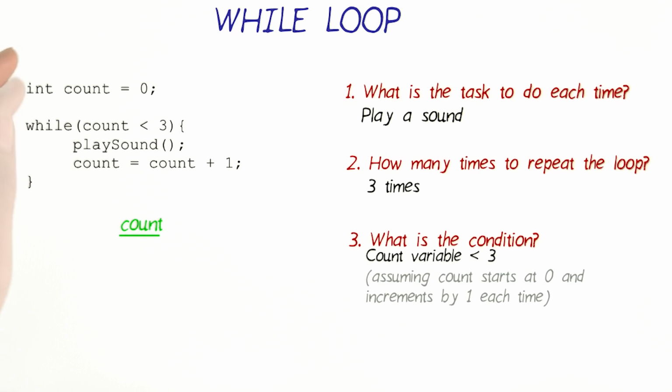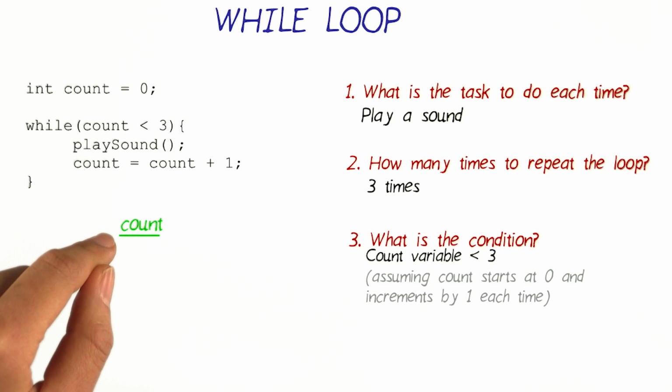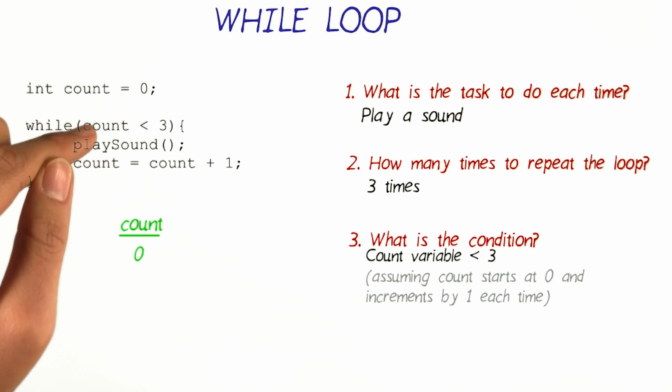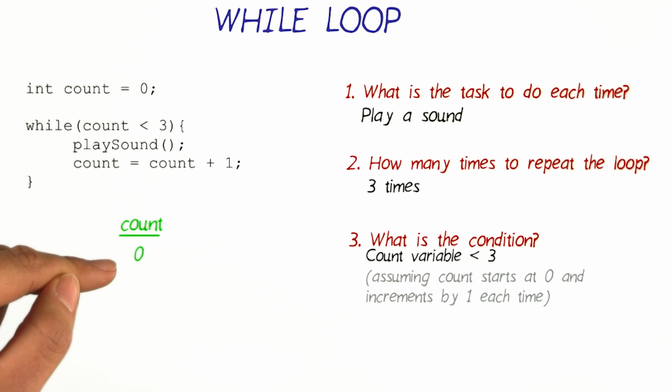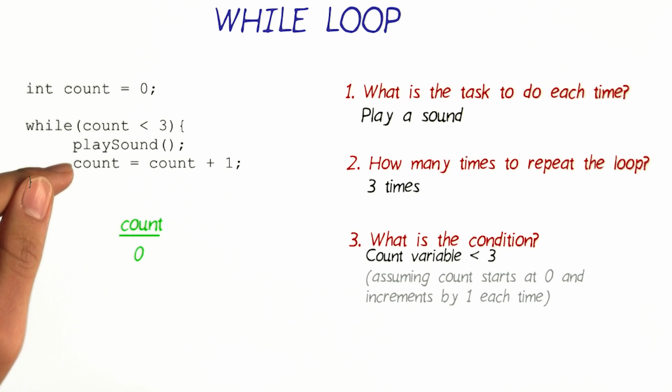So to see how this while loop is run, let's keep track of our variable count. So first, the count variable is initialized at 0, and then we enter the while loop. Now we determine if the condition is true or false. And this condition says that count needs to be less than 3. In our case, 0 is less than 3, so the condition is true. That means we can continue into the while block and execute these lines of code.